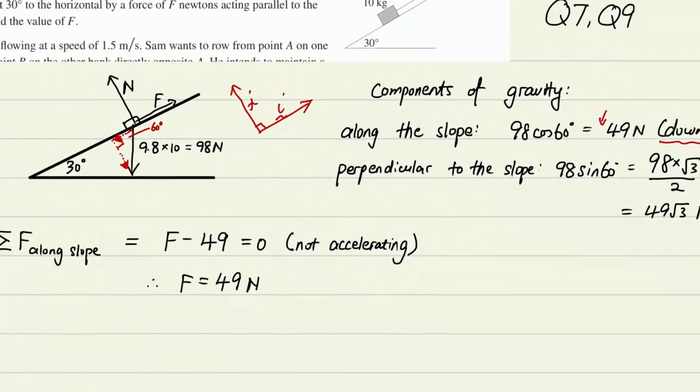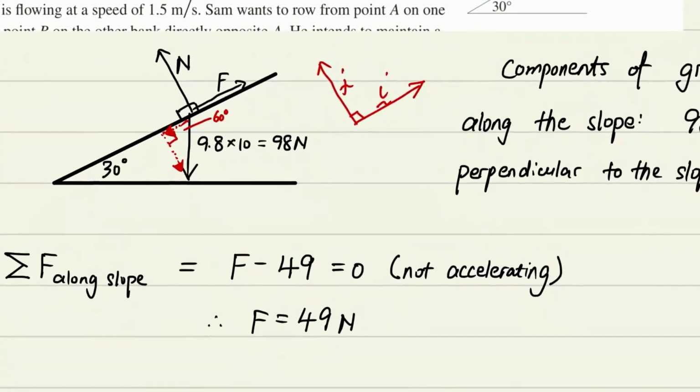Once we work this out, we're going to take all the components of forces acting along the slope. So F is positive because it's going up the slope, and the 49 is negative because it's going down the slope, and therefore they should balance out because the particle is held in place thanks to the friction and not accelerating down the slope, which is why the sum of the forces along the slope equals 0, allowing you to make F the subject and say it's 49.